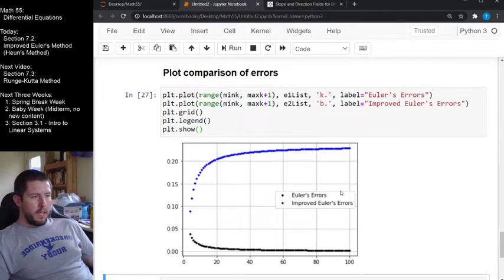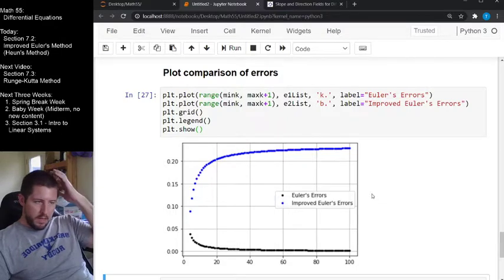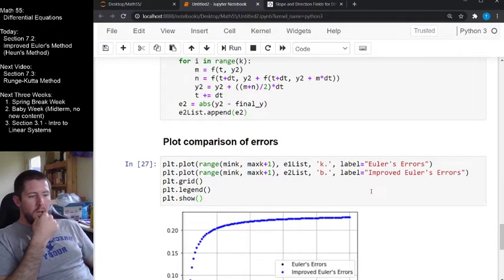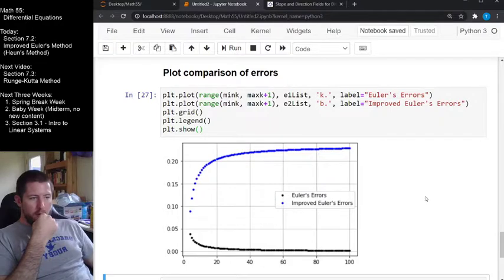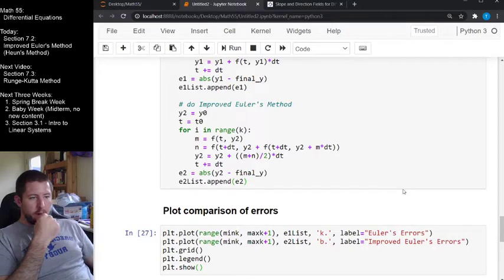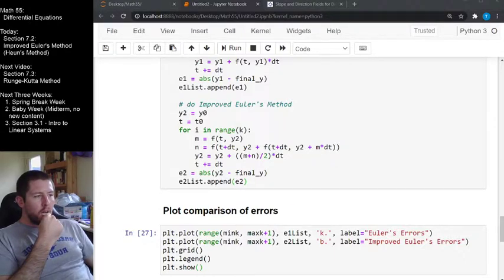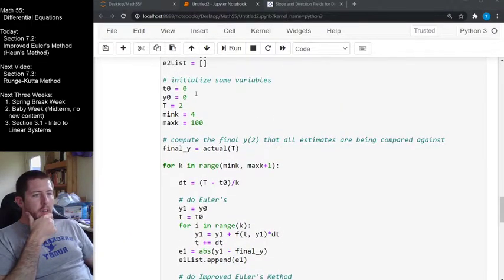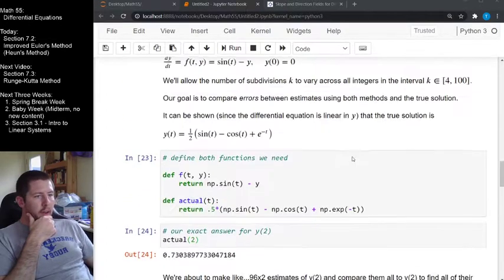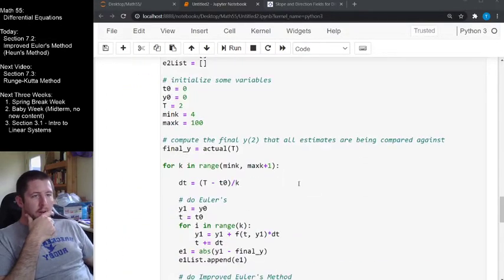All right, so why am I getting an inverted thing for improved Euler's errors right there? Looks like we made a little bit of a mistake with our blue curve right here. Our blue curve is improved Euler's, so let's go ahead and take a look at our E2 list. Apparently, we made some small error right here. So where am I seeing that? Y0. We did start T0 and Y0 each at 0, right? And that was the correct thing to do right there.